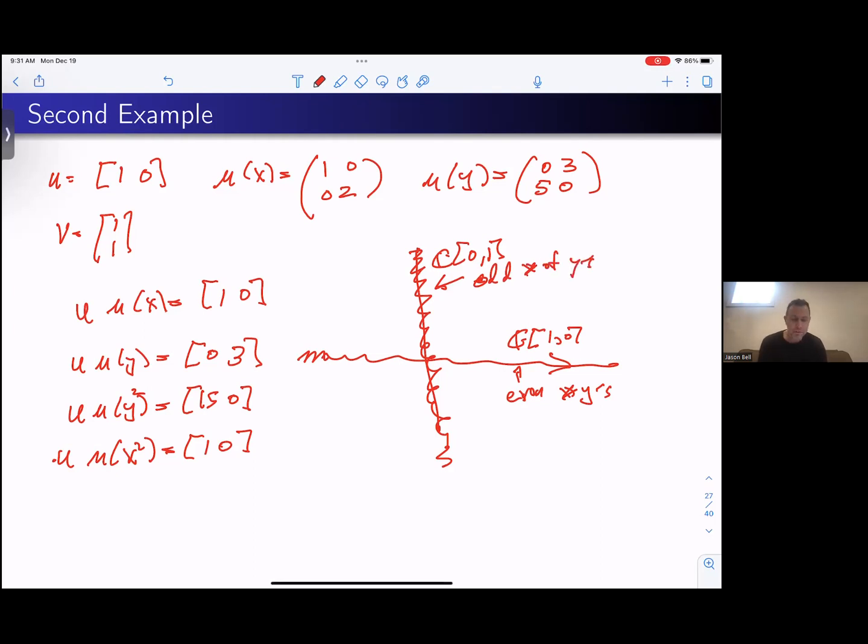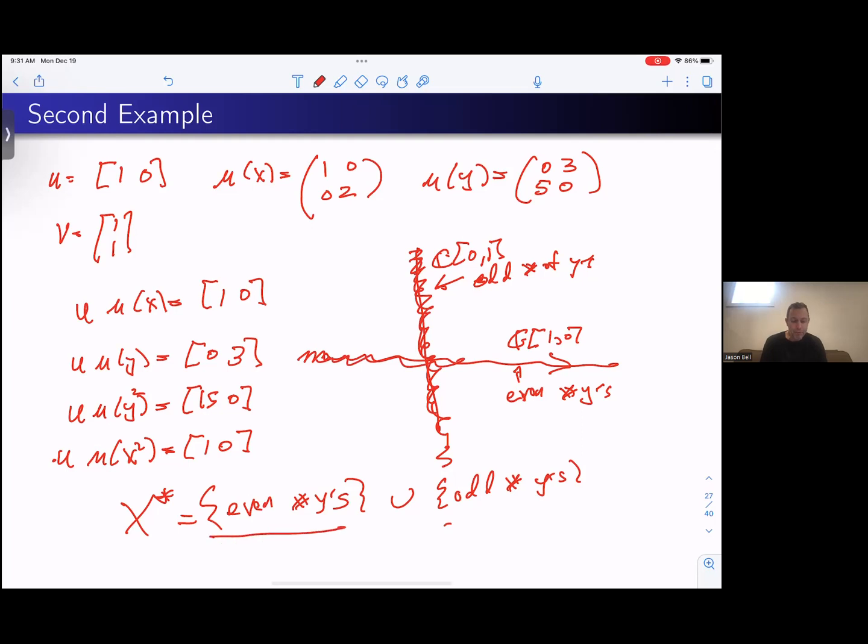So if I take the decomposition of x star, so I break it up into an even number of y's and an odd number of y's, then once I do this, now I can reduce. If I restrict to these different languages, I can reduce to one-dimensional pieces. So even though the span of all these vectors is all of C2, so it's not irreducible in the strict sense, there's a decomposition of our language so that it does become reducible. And that's really the idea that's going to be key for us.